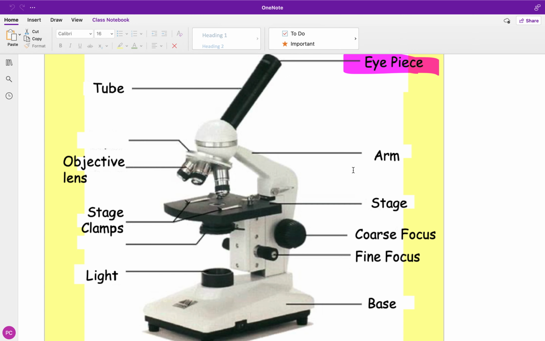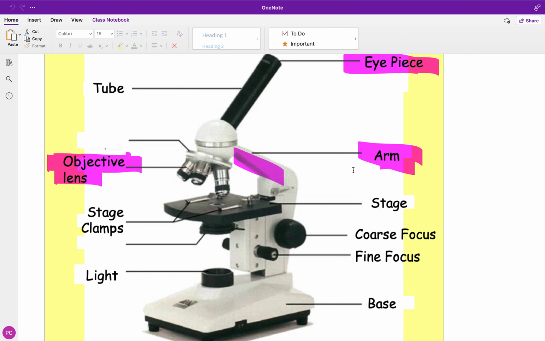Remember you were saying to me, how do I carry this without breaking it? And this part down the back here is just called the arm. And if you're carrying a microscope, you grab it by the arm. You're not going to break it if you're carrying it by the arm. These lenses, remember you were turning to get the low power and the high power? They're called objective lenses.